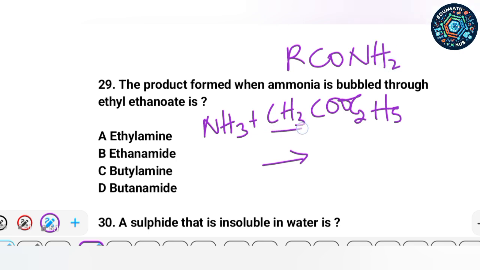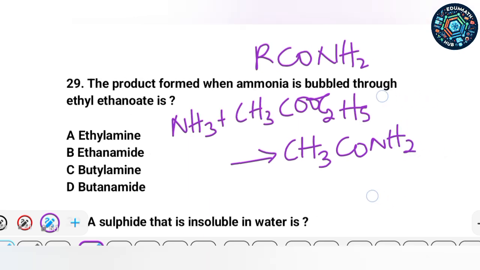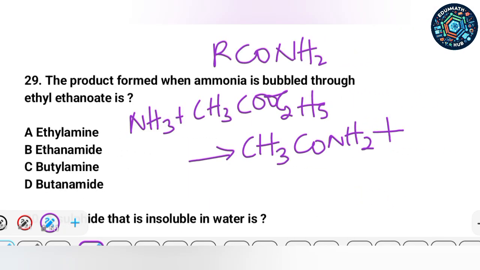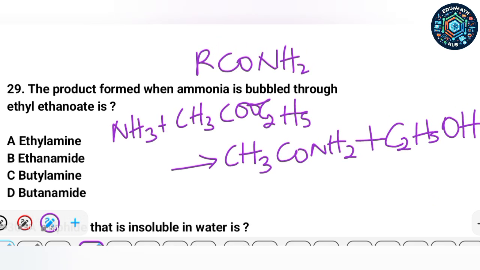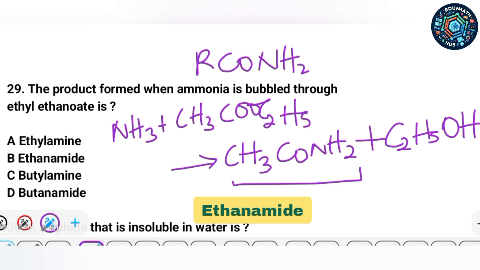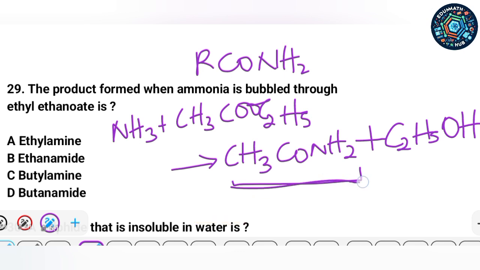So from this part here, which is CH3, you're going to attach the functional group of amide, which is this one here. So that will give you CH3CONH2. Then lastly, you're going to have what is called ethanol, which is C2H5OH. So this is the product of the reaction. This is called ethanamide. That is the name of this one here, but you can also call it acetamide.